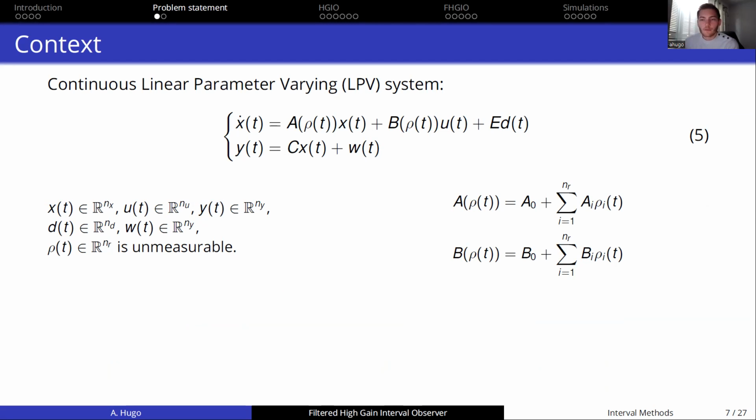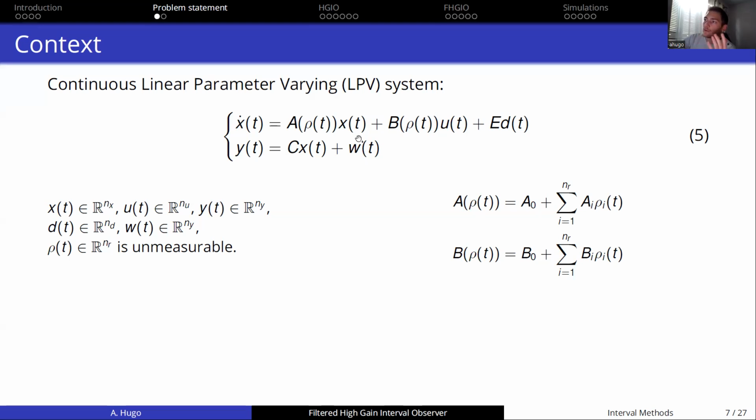Okay, so now we will move on to the problem statement. In this work, we consider linear parameter varying systems, such as presented by equation 5. So why did we choose this type of system? It's because most linear systems can be exactly transformed into LPV systems. And so by considering this class of systems, we stay quite general in the design of the observers.